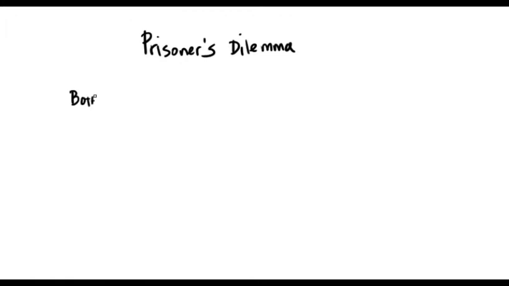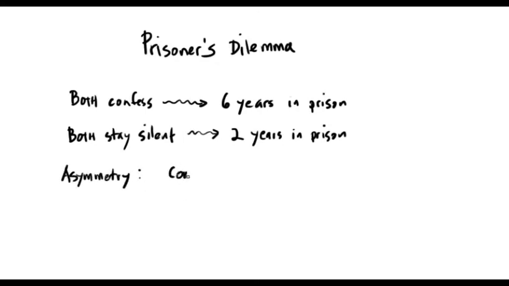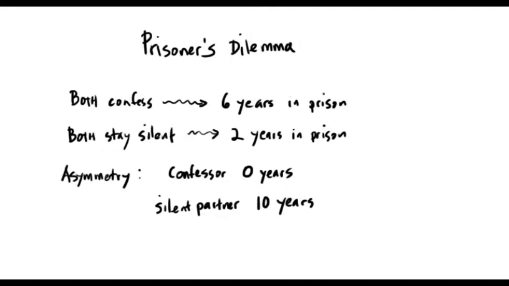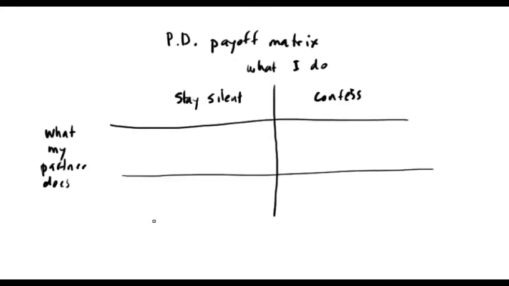If both you and your partner confess to the criminal act, you both get 6-year sentences. If you both stay silent, we'll still convict you on lesser charges, and you'll both get 2-year sentences. However, if there's an asymmetry, in other words, if one of you confesses and the other stays silent, the confessor goes free, while the silent partner goes to prison for 10 years. In explaining this to a class, we typically put up what we call a payoff matrix, showing the 4 possible combinations and the respective outcomes. Here, the units of payoff are in years in prison.